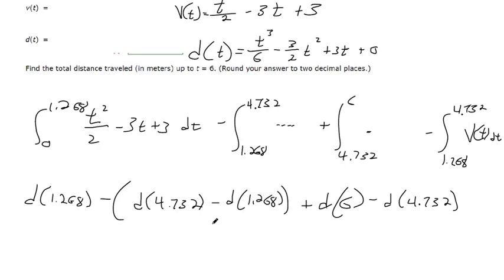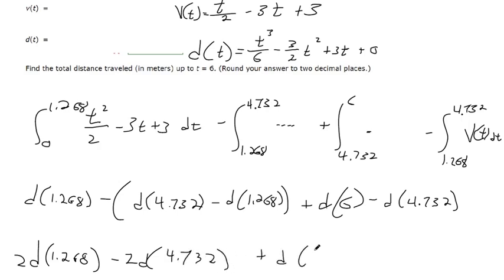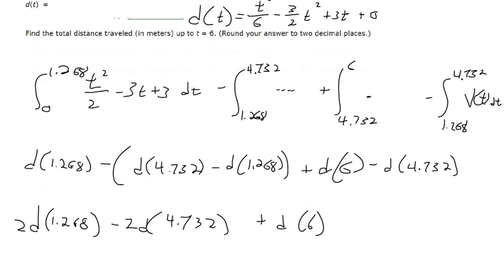I think we can make it a little easier on ourselves because you're subtracting a negative, so it's like plus D of 1.268. So we got 2 of those, minus D of 4.732 minus D of 4.732. So it looks like we have two of those, 2 D of 4.732, and then we got plus D of 6. So with that algebraic combination, this is a little quicker.